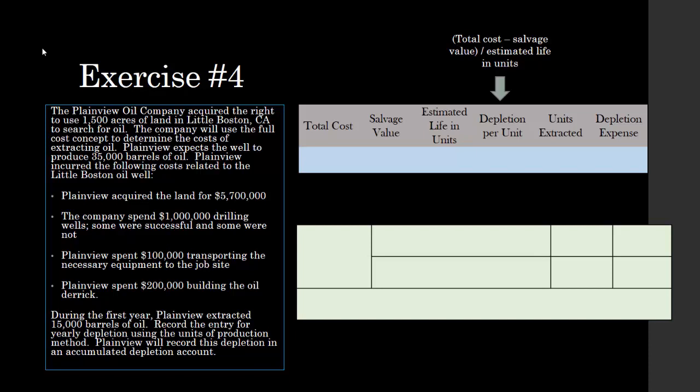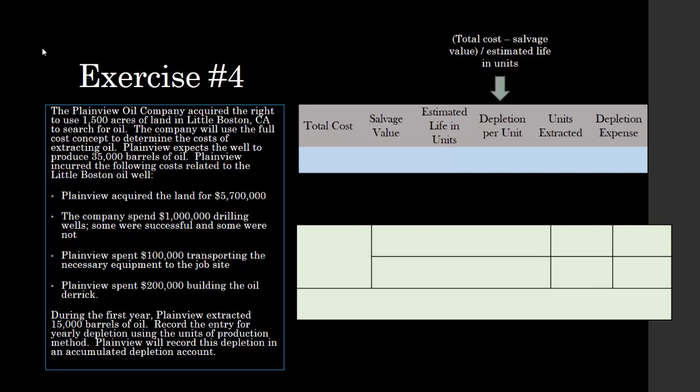Once we find this well, they expect that it's going to produce 35,000 barrels of oil. They had the following costs to get the successful well going. They spent $5.7 million to acquire the land that they were going to drill on. They spent $1 million searching around on this land for wells. Some of them were successful and some were not.